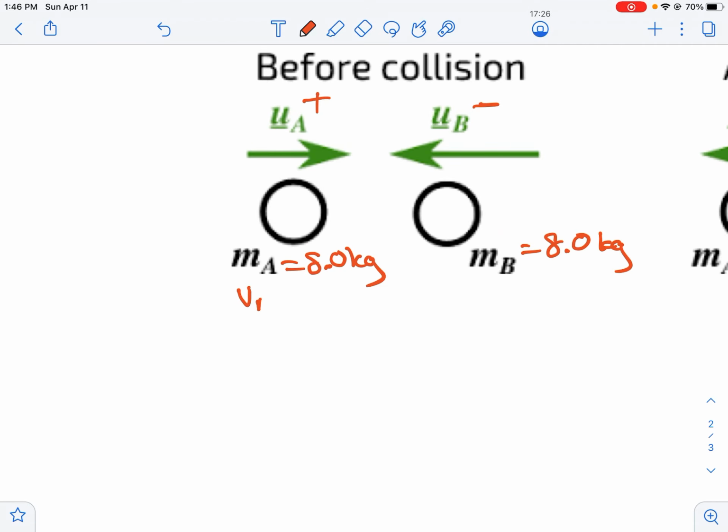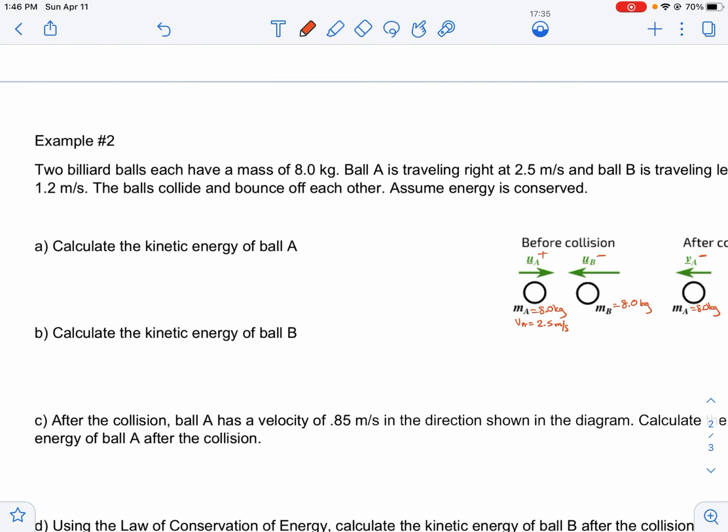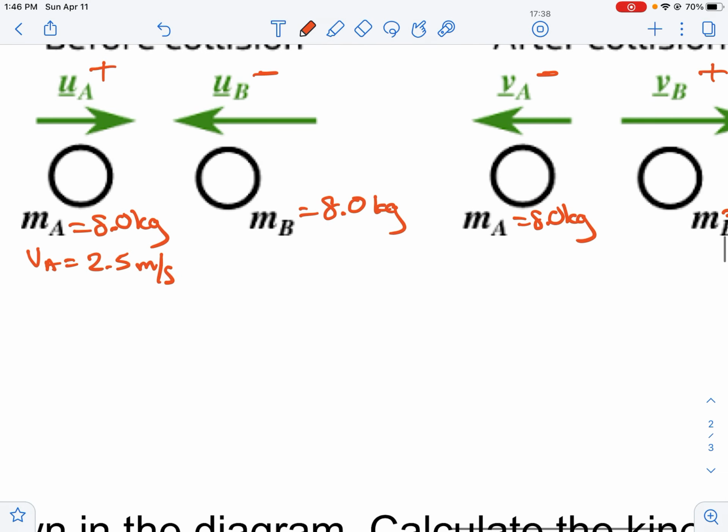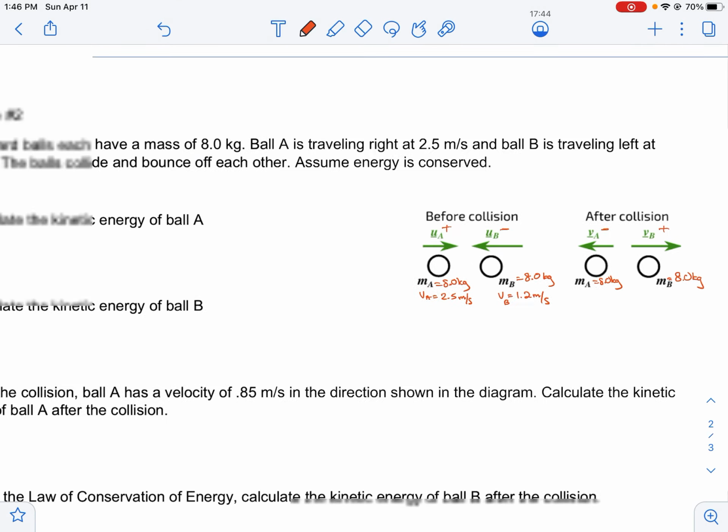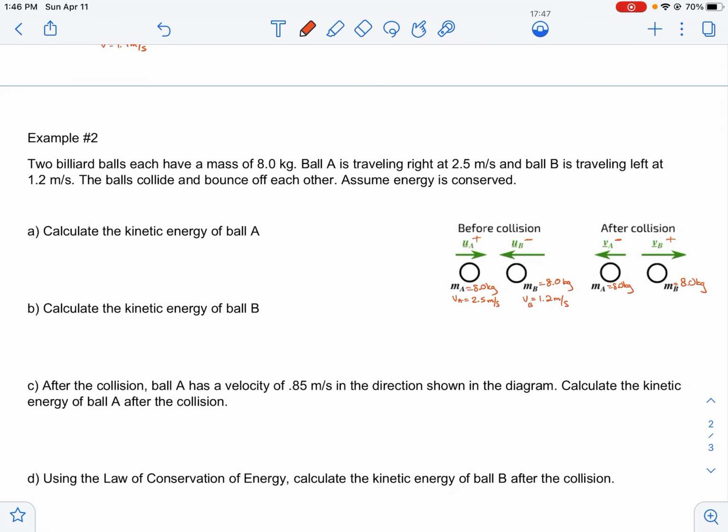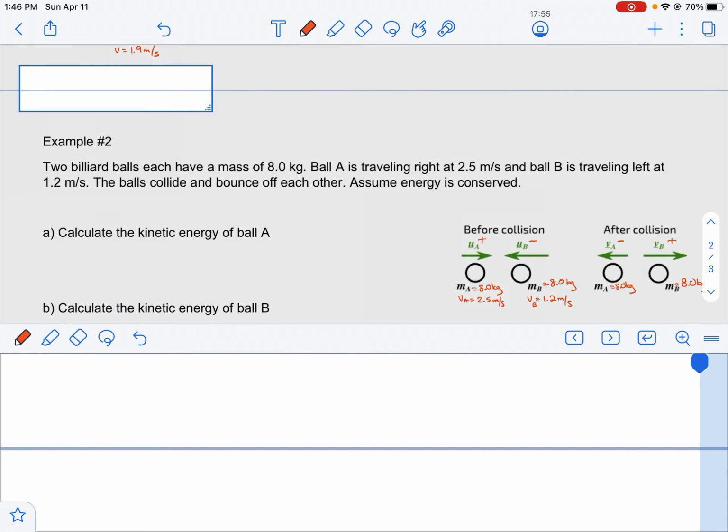I know that I have a V here of 2.5 meters per second. And I've forgotten the other one. Oh yeah, 1.2. And this is going to be 1.2 meters per second. The balls collide and bounce off each other. Assume that energy is conserved. All right. So this says calculate the kinetic energy of ball A.